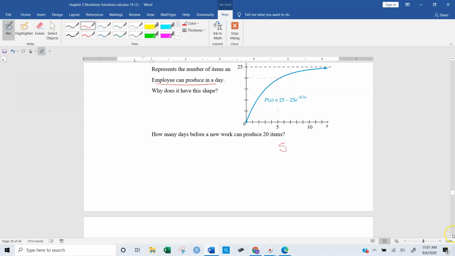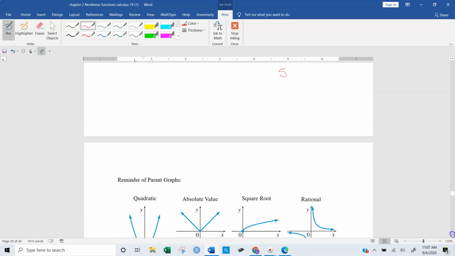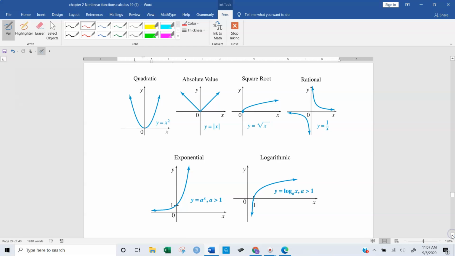The next thing I want you to do, this next page is just reminding you of your parent graphs. You should know these, all right? If you do not study them and recognize them, because if I give you an x squared, you should know it's a parabola. Absolute value, you should know it's a V. Square root, you should know what all of these look like and their parents. So make sure you have those memorized.